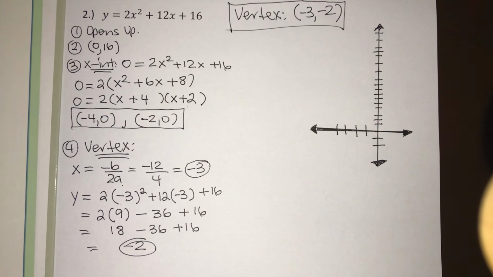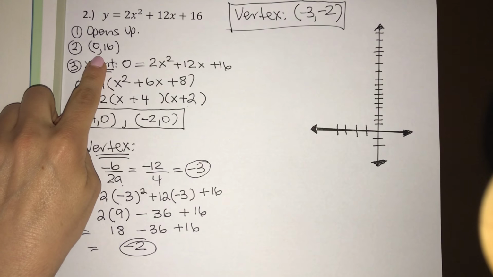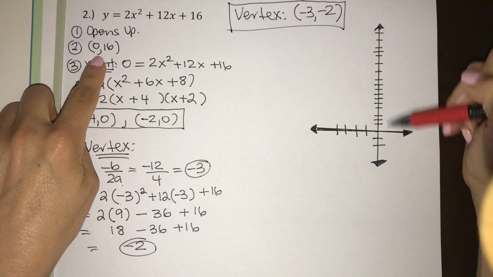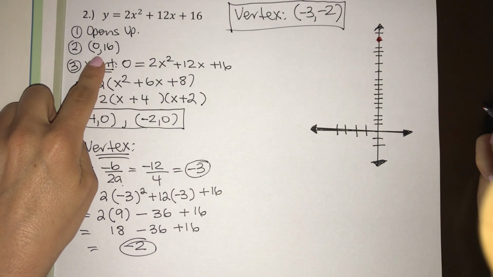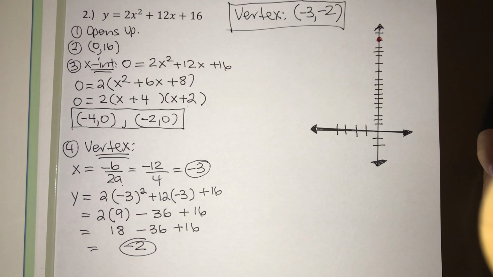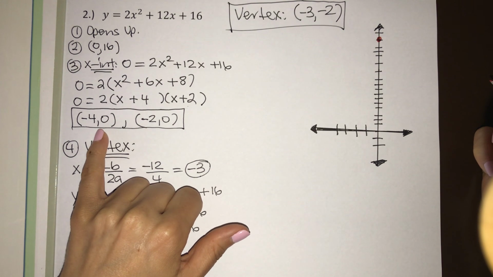So let's start by graphing our y-intercept. So again, that's always on the y-axis. That's going to be right here, 0, 16. Then we have our x-intercepts. So there's one at -4. X-intercepts are always on the x-axis. And -2. So that's going to be right there.